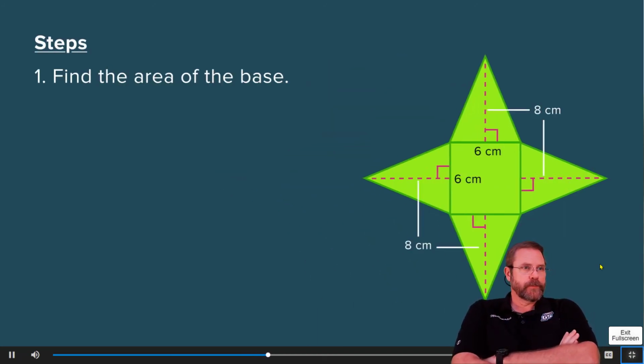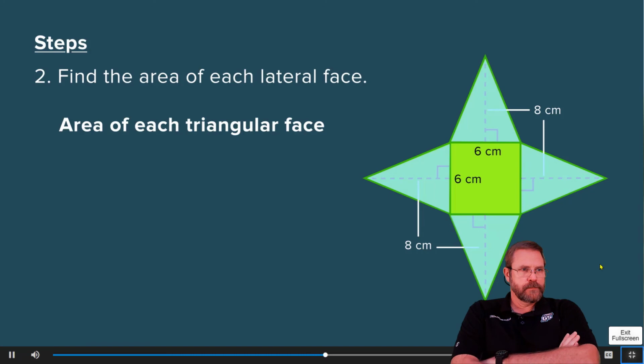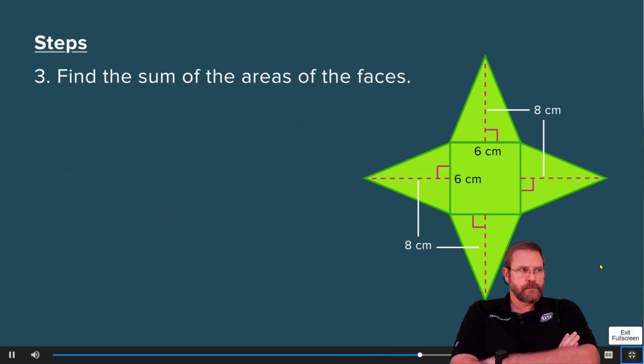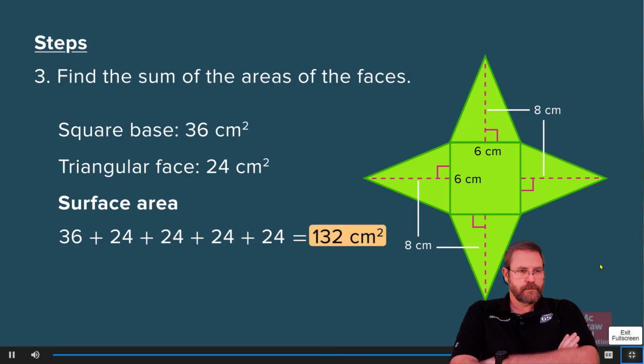First, find the area of the square base. Multiply length times width. Next, find the area of the lateral faces. The base is a square, so the area of each triangular face will be the same. Find 1/2 of the length of the base times the height. Finally, find the sum of the area of the base and the areas of the lateral faces. The sum is 132 square centimeters. So, the surface area of the pyramid is 132 square centimeters.